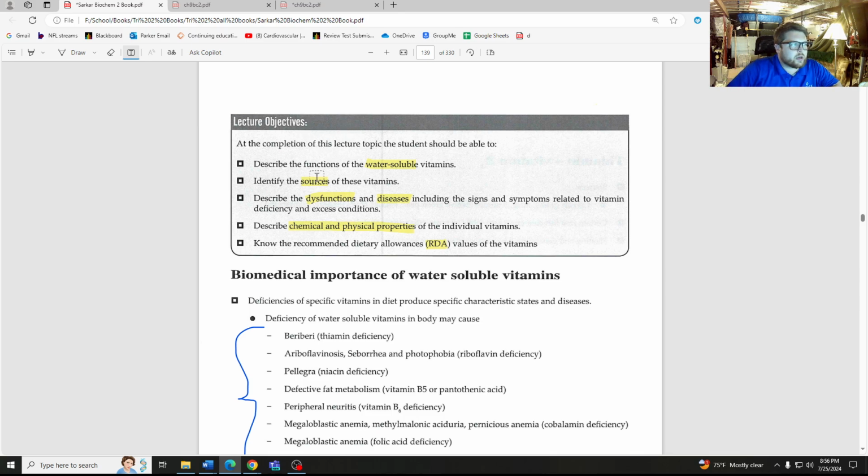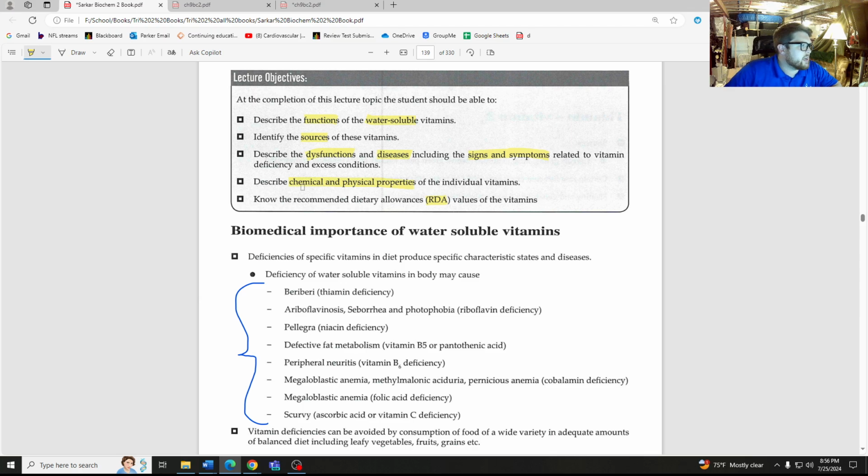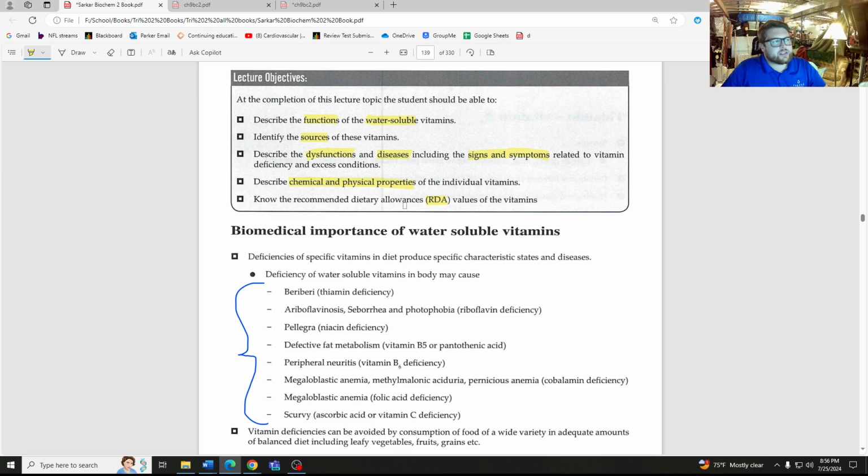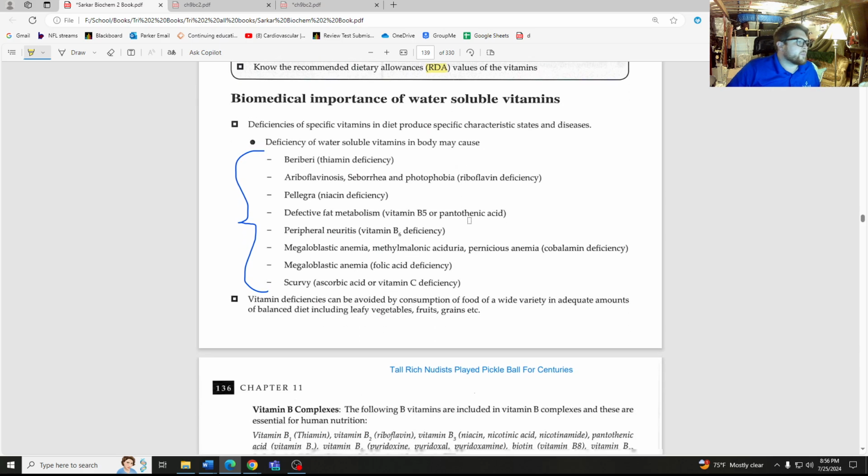So, objectives for this, we're going to describe the functions of the water-soluble vitamins. So we want to know functions, we want to know the sources, what foods they come from, the dysfunctions, diseases, signs and symptoms, if we're deficient or we have excess of these vitamins, describing those chemical and physical properties, so what do those vitamins actually do, what are they responsible for, as well as their recommended dietary allowance, so how much we're supposed to have per day.